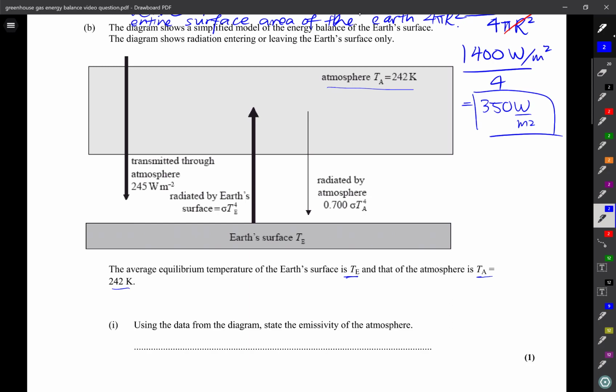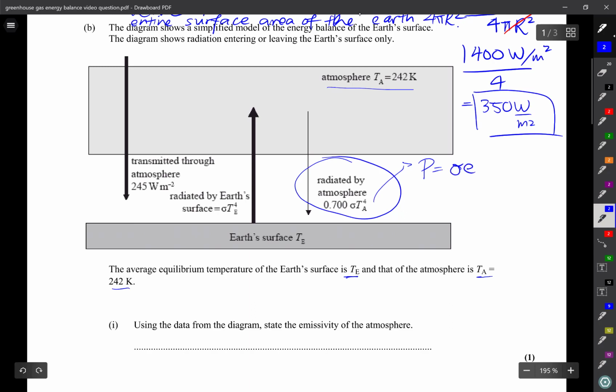So if you take a look at this diagram, the only way you can get the emissivity of the atmosphere is to look at the power that's radiated out of the atmosphere, and that's this term over here. And this looks pretty similar to Stefan Boltzmann's law, which states that power radiated by a black body is equivalent to the Stefan Boltzmann constant times emissivity times area times the temperature, and this for the atmosphere, to the power of 4. We can also consider this as the power per unit of area by dividing both sides by area, giving us P over A, our intensity, equals the Stefan Boltzmann constant times e times TA to the power 4.